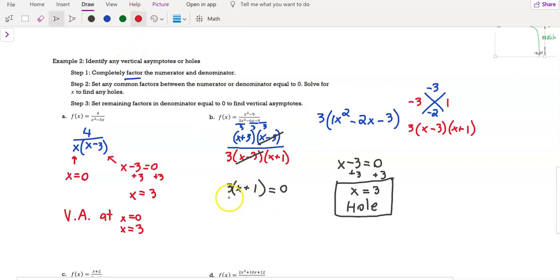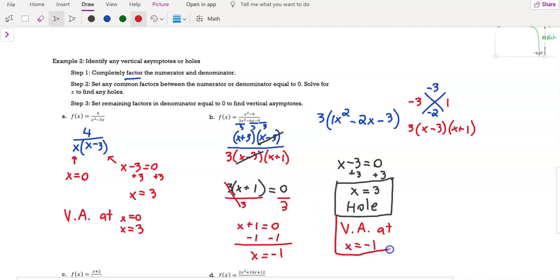So that 3 almost just kind of disappears because we can divide each side by 3, which cancels this out. But 0 divided by 3 is really just 0. So now we subtract 1 from both sides, and I get x is equal to negative 1. So then I have a vertical asymptote at x equals negative 1. So that's how it would look with a hole in your problem as well.